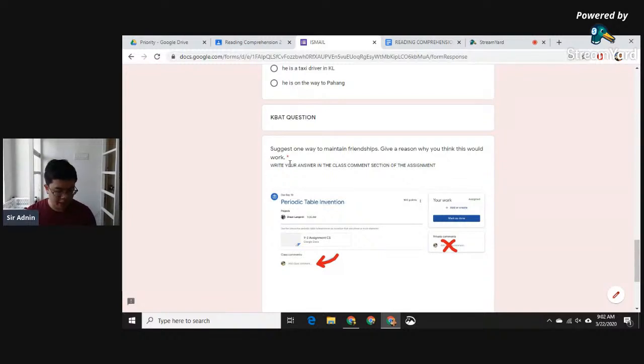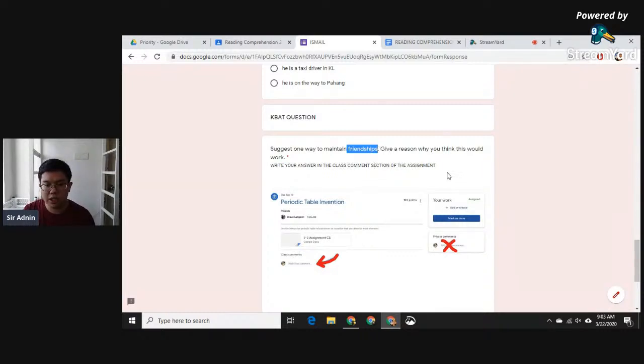Sebab bila dia keyword, whatever that you answer, as long as it makes sense to the context, you can actually get full marks. So kat sini, and also one good thing, keyword question usually give you idea what is the theme of the article, apa tema artikel ni. So kat sini, suggest one way to maintain friendship. So mungkin artikel ni berkaitan dengan persahabatan.